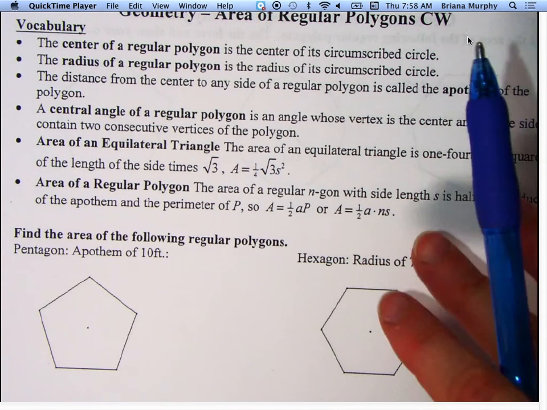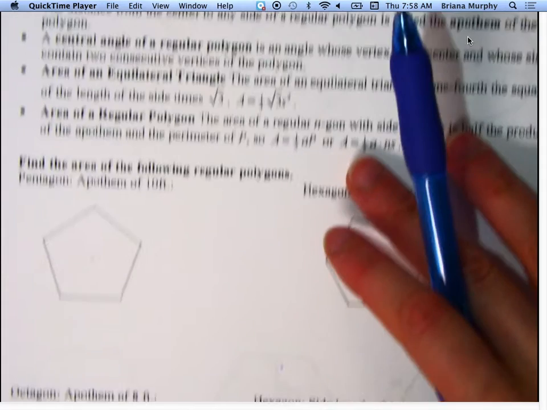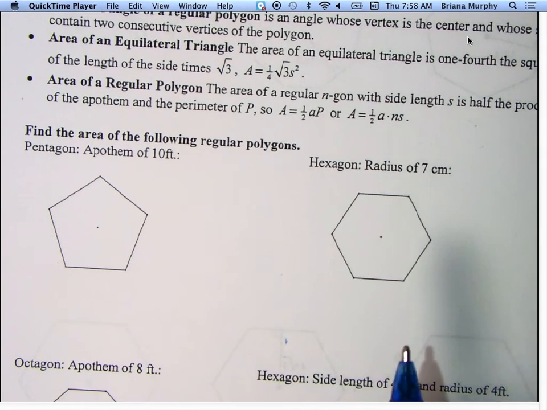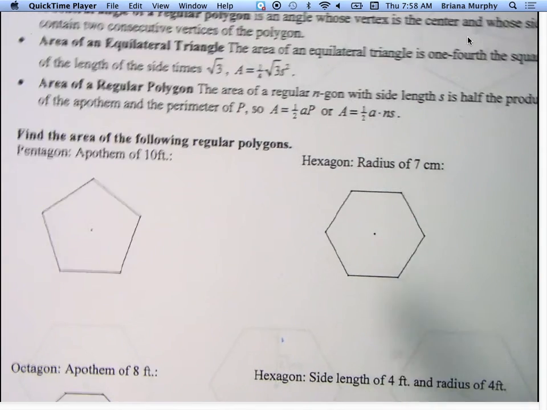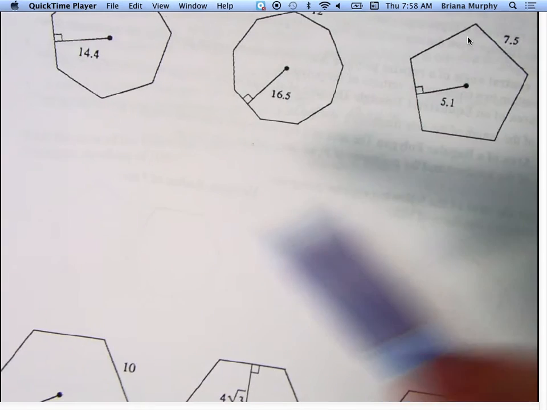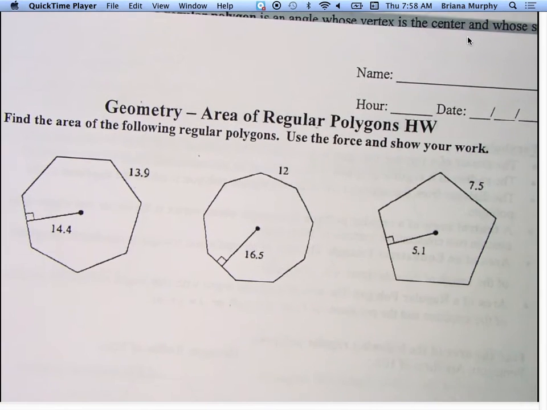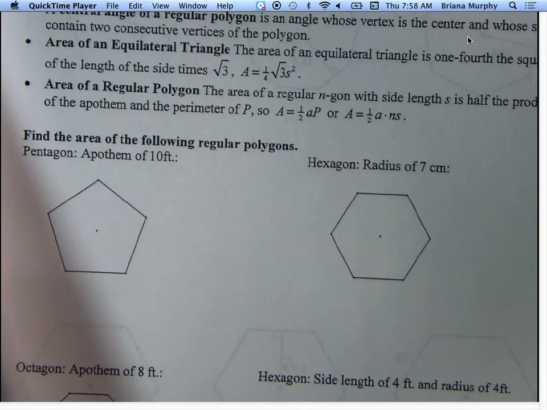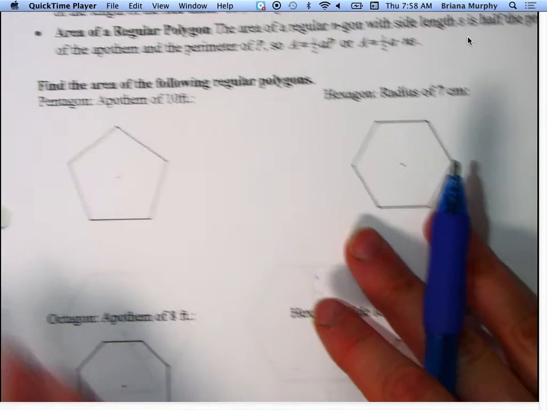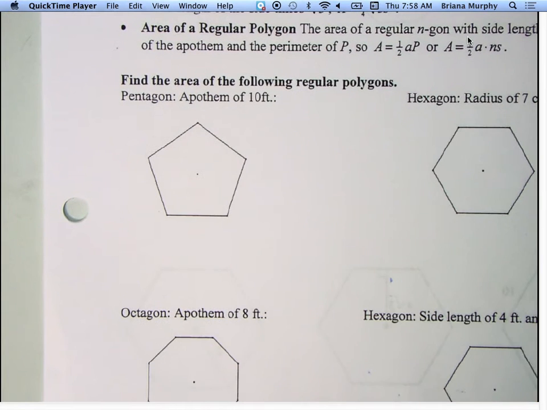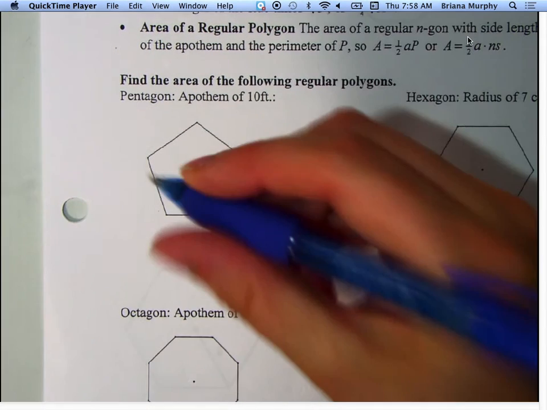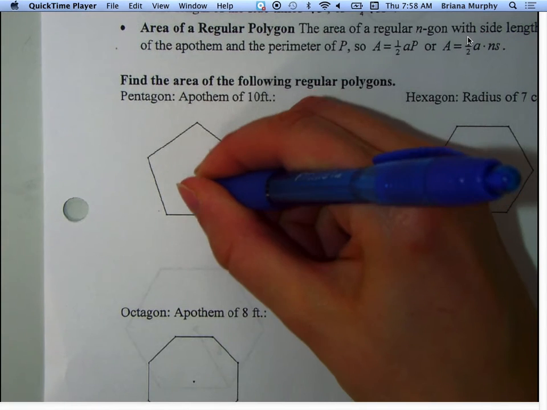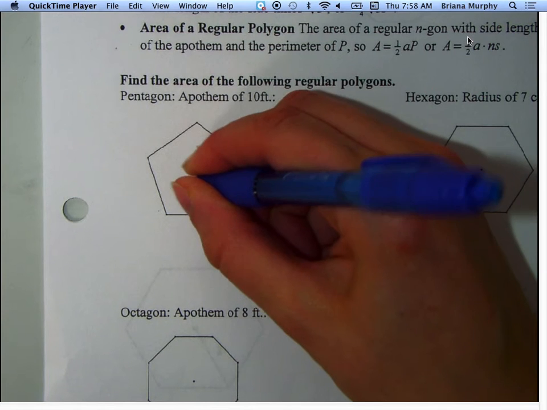Okay. I've got 4 examples here. And then on the back is going to be your 6 problems for homework. Okay. So let's go through this carefully. This is a pentagon, meaning it has 5 sides. We've got an apothem, so right here is 10 feet.